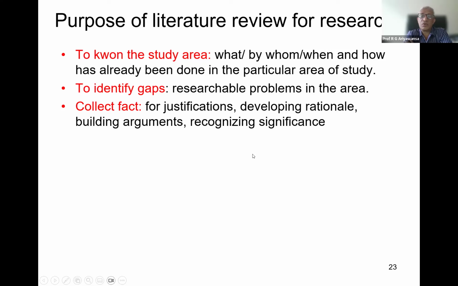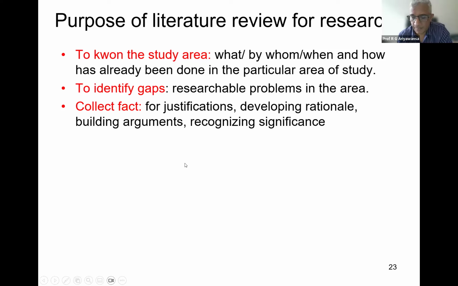If anyone wants to do research about university education, the problems related to university education, you have to justify. You have to justify through a rationale, through an argument, and by pointing out its significance, how it is important, why it is important, to whom it is important, right? For that, you have to have facts, information, data, right?